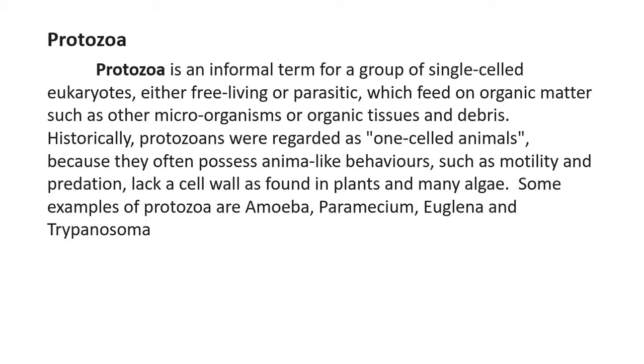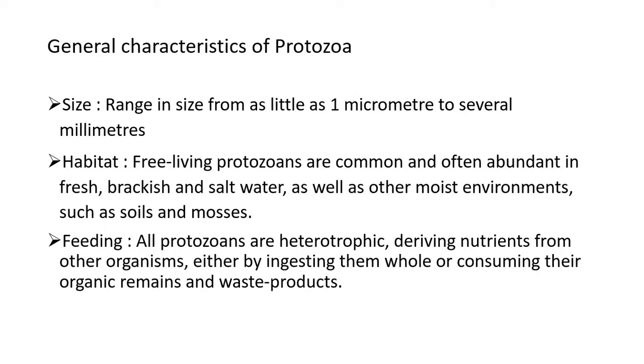Protozoa is an informal term for a group of single-celled eukaryotes, either free-living or parasitic. These are called single-celled eukaryotes. Historically, protozoans were regarded as one-celled animals because they often possess animal-like behaviors such as motility and predation. They don't have a cell wall, as we find in plants and many algae. Some examples of protozoa are amoeba, paramecium, euglena, etc.